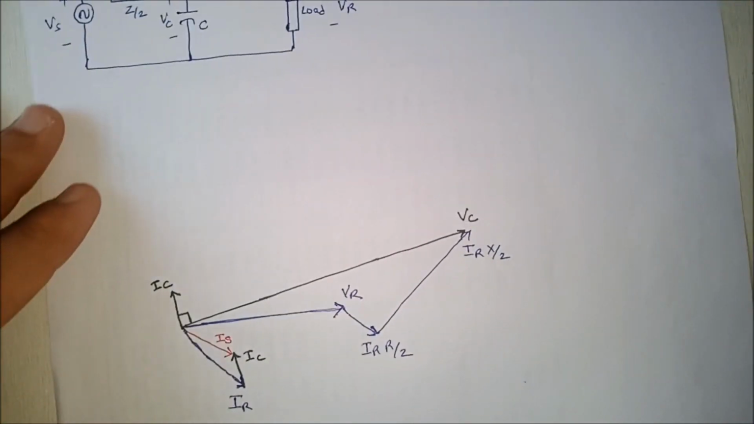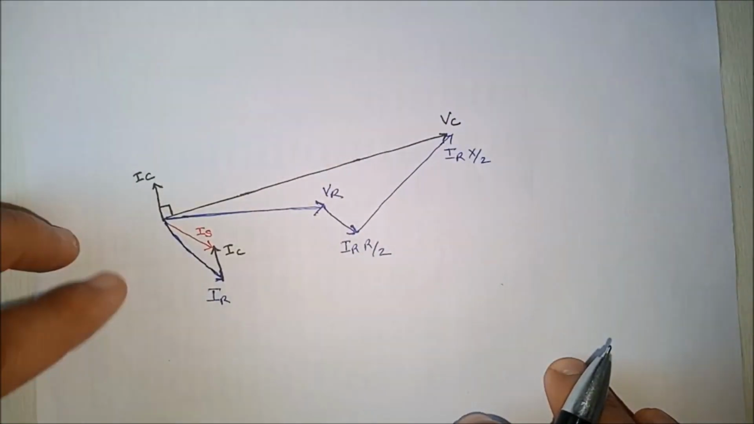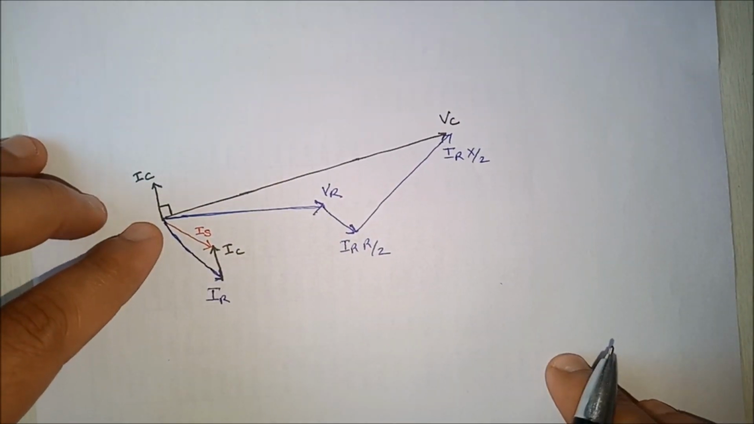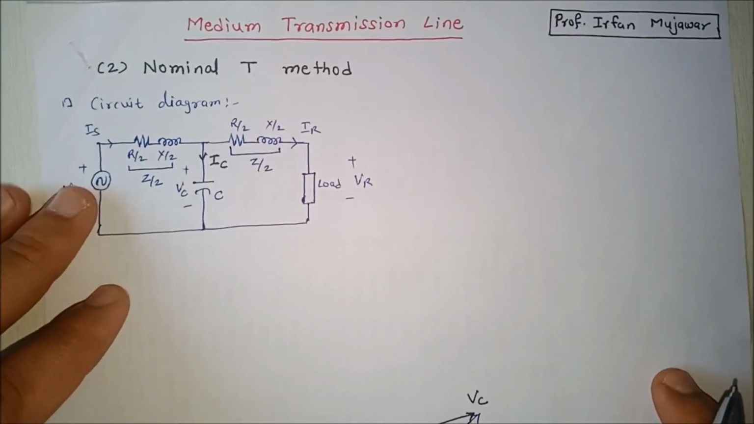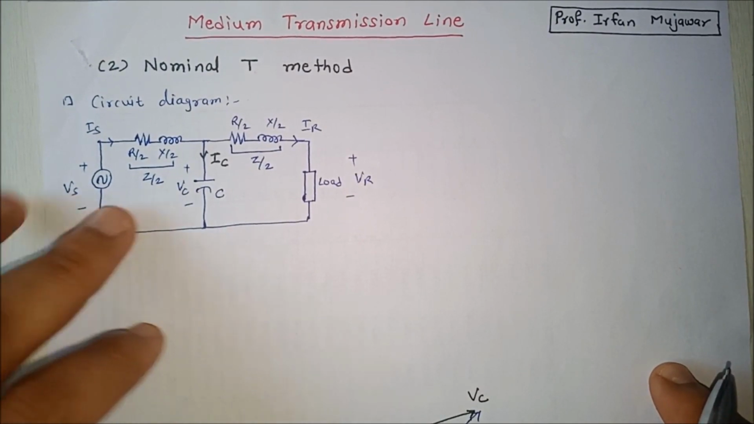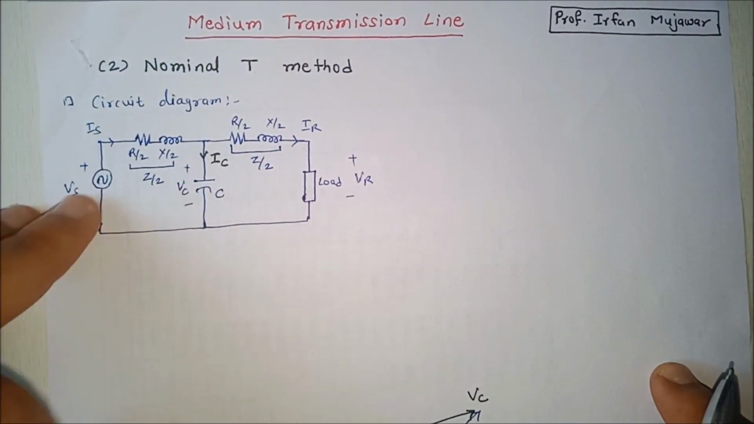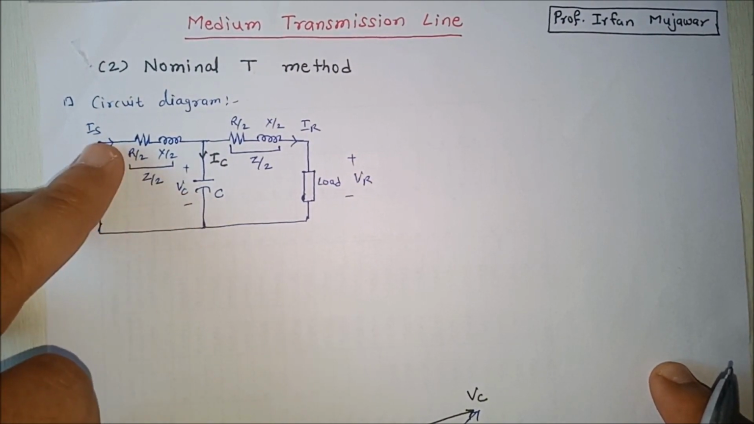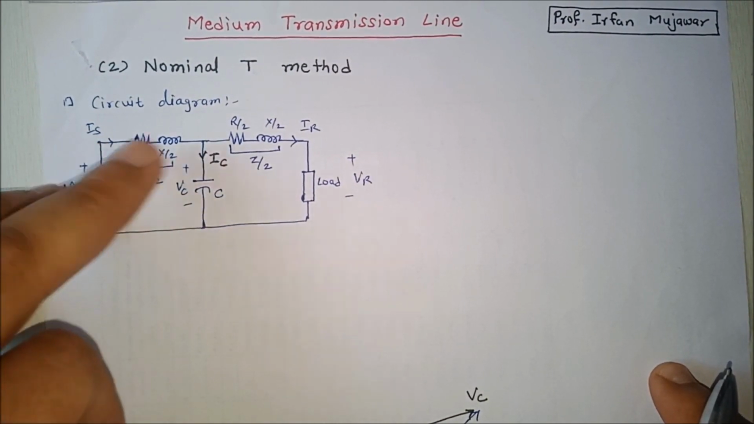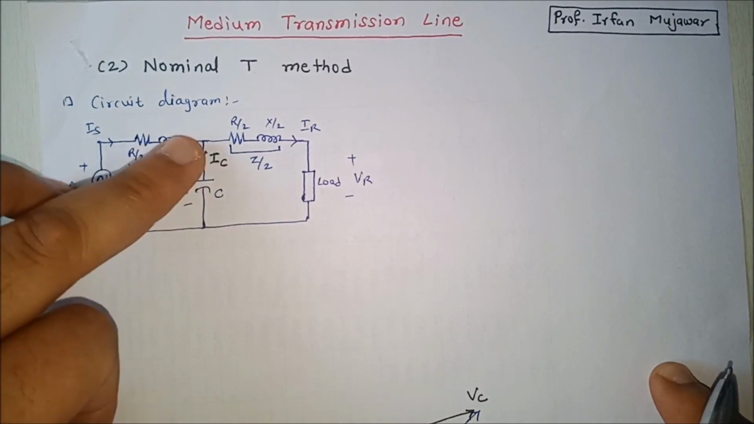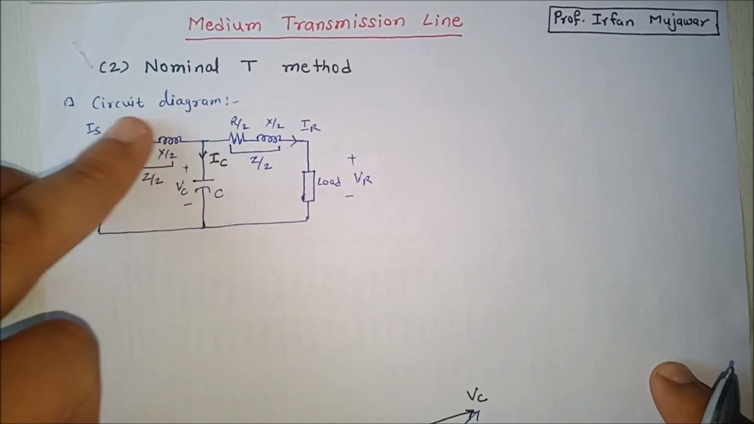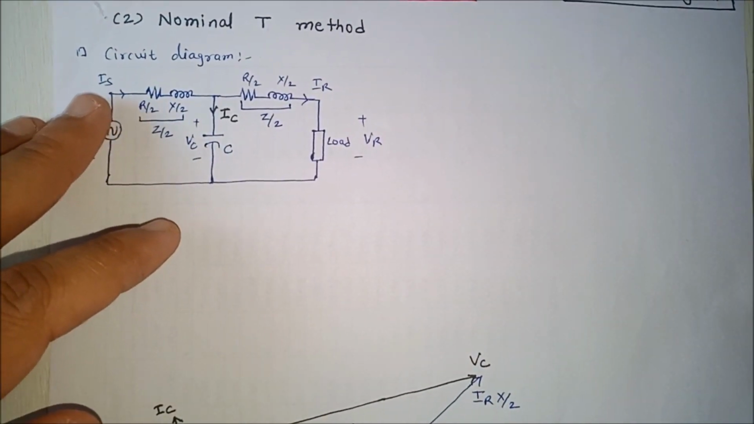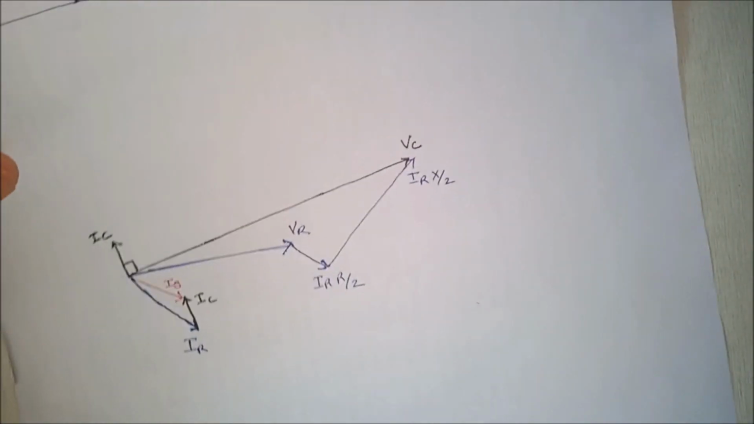Is our phasor diagram over now? We have indicated VR, IR, IC and IS. Still one quantity is remaining, that is VS. How to determine VS? Apply KVL to this loop. VS will be VC plus IS into R by 2 plus IS into X by 2. We have to add the voltage drop in this R by 2 and X by 2. We have already drawn VC, so we have to indicate IS into R by 2. Now where will IS into R by 2 be?